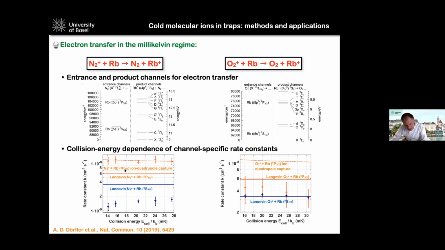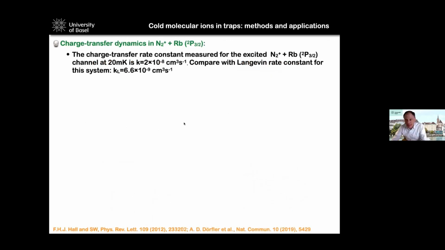So here the rubidium is in a doublet P3 half state, right? So this means this can't be viewed as a structureless particle anymore, because we have one electron in the p orbital. So the valence electron is in the p orbital. So this is not spherically symmetric anymore. So this means that we do have a permanent quadrupole moment in this state. And that means we have a C3 coefficient, right, in the interaction potential. And this manifests itself in the rate constant.